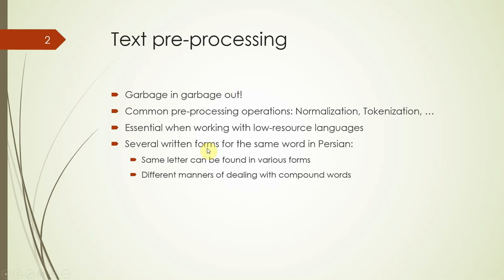Persian, which is an agglutinative language, has several written forms for many of its words. This basically comes from two facts. First, there are several characters that represent the same letter, and second, different writers use different methods of writing for compound words.